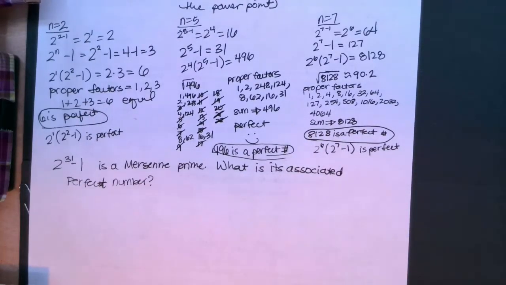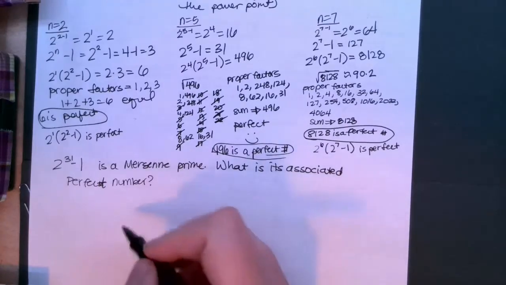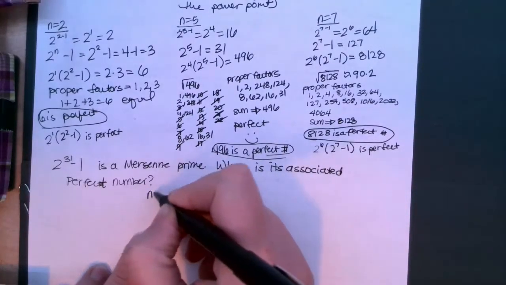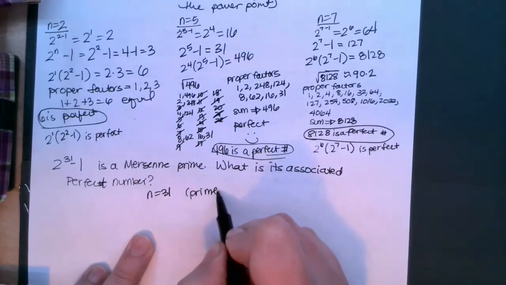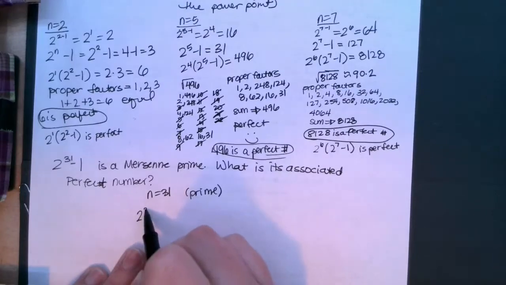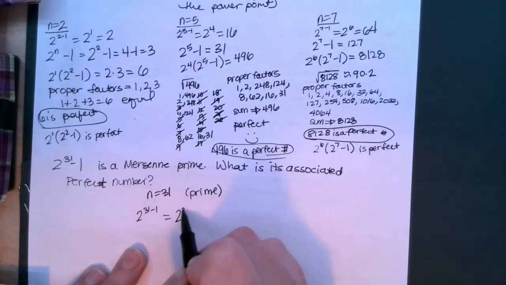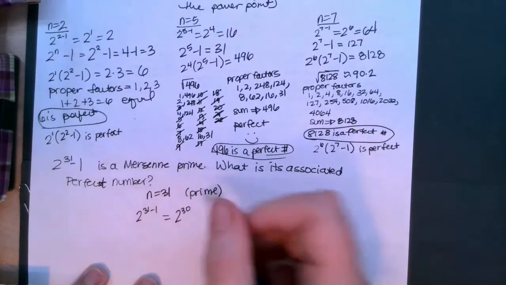So if this is a Mersenne prime, that means that it's associated perfect number, right? So here this means our n is 31, and remember that's prime. That was part of the stipulation of this process. So that would mean that our 2 to the 31 minus 1 would be 2 to the 30. So again, another really large number. We're going to leave that alone.